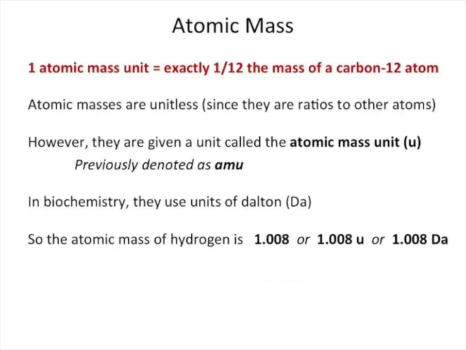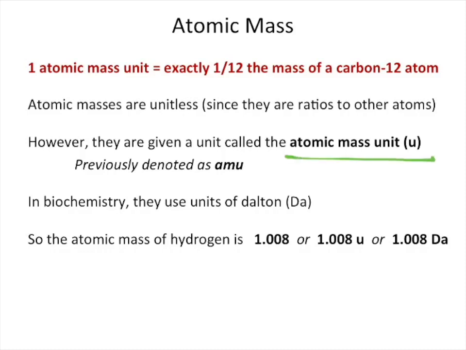So, atomic mass. One atomic mass unit is exactly 1/12 the mass of a form of carbon, carbon-12. We haven't talked about how carbon-12 is different from carbon-13, etc. That'll come later when we talk about isotopes. Atomic masses are unitless. They are a ratio to other atoms. We can give them a unit because that makes us feel good about ourselves. We call it the atomic mass unit, u.